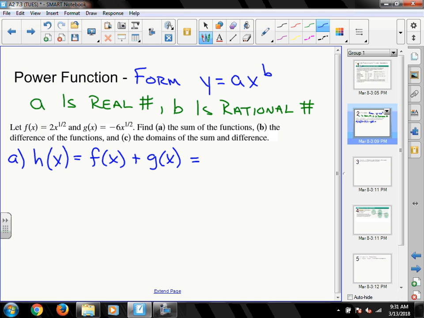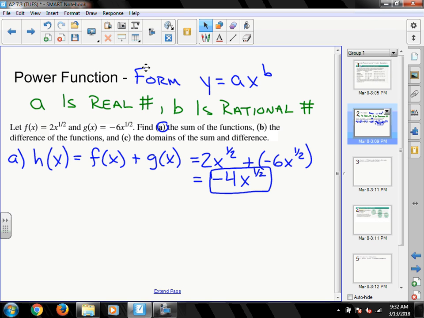What is f of x? 2x to the 1/2, and g of x is negative 6x to the 1/2. Okay. I have the same exponent, which is good. Now you just add 2 and negative 6. You get negative 4x to the 1/2. So there's A.